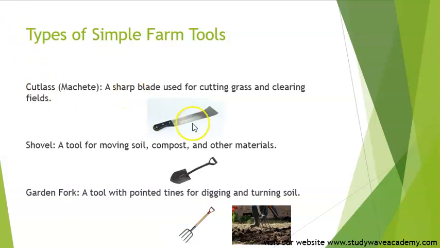cutlass, a sharp blade used for cutting grass and clearing fields. So this is a cutlass and is used for cutting grass, clearing fields. They have a long sharp blade. This is called a cutlass. We also have shovel, a tool for moving soil, compost, and other materials.